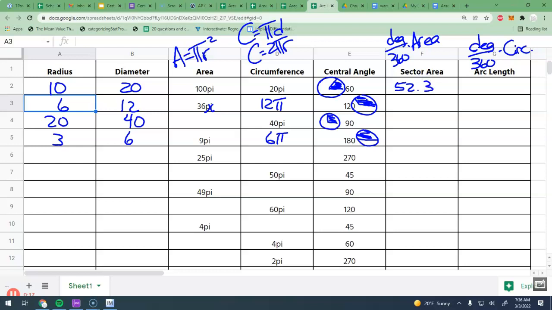The same idea with arc length. Well, I know the circumference is 20 pi, but I don't want the whole circumference. I only want that part of the circle, and that part of the circle is 60 out of 360. So you take that fraction of the entire circumference. Arc length is just like this little slice here, if you were to walk around the outside of the circle. So just multiply those. So it's like 10.47-ish.